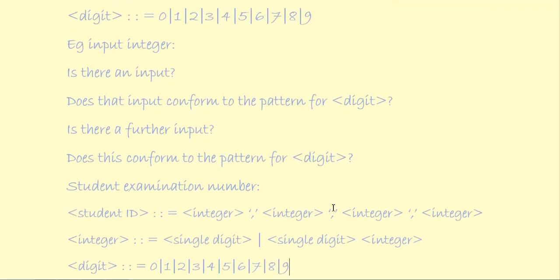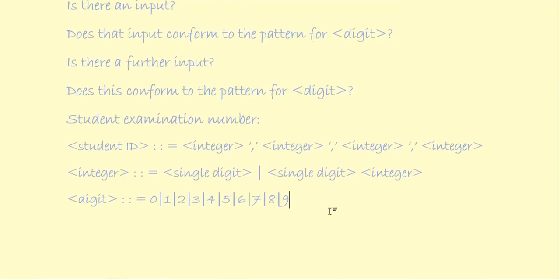So, thank you very much. That was a very brief overview of how a very common programming item, such as an integer, could be defined using Backus-Naur form.